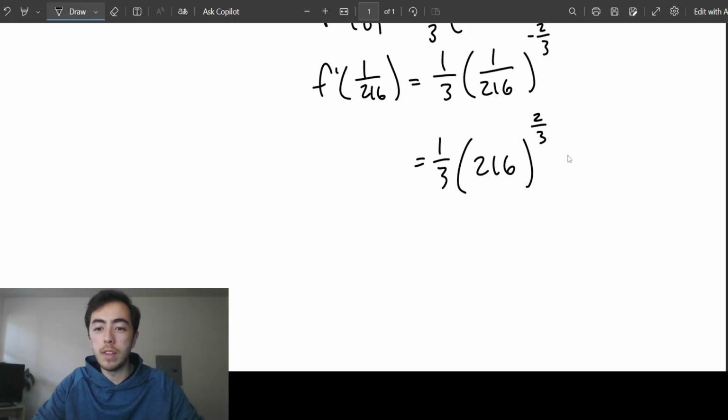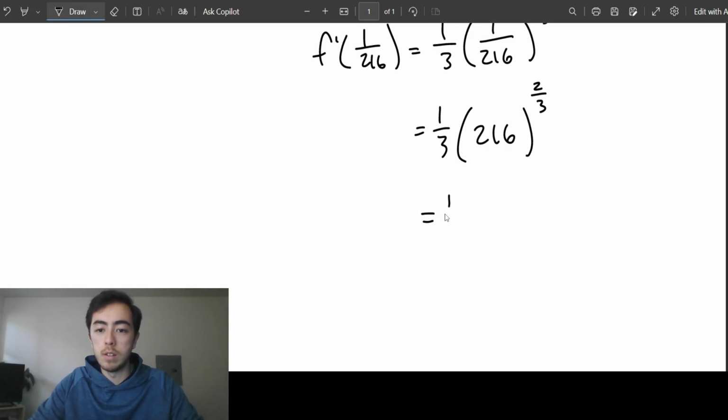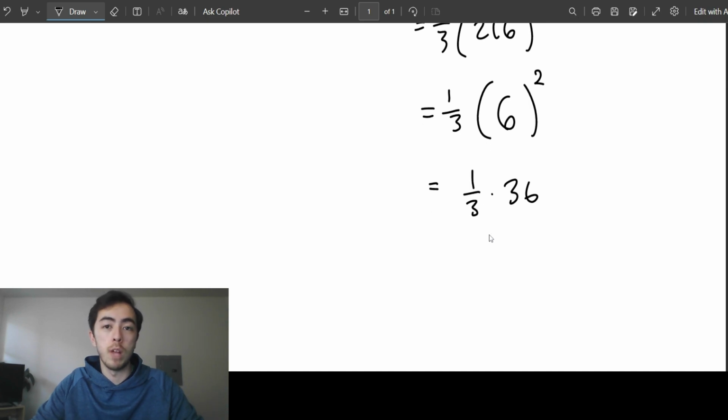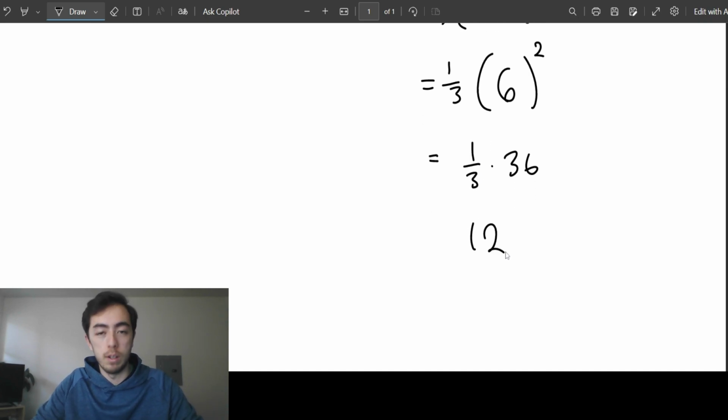And so here, I think I'd rather cube root it first. I do know that 6 times 6 times 6 is 216, so the cube root of 216 is just 6. This square is still there. Let's evaluate the square. That's 36. And then finally, we can multiply by 1/3, and we do get 12.